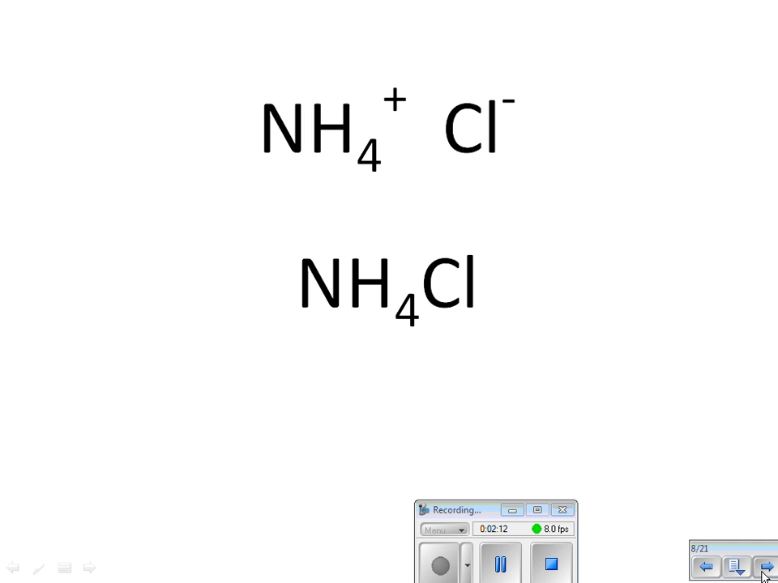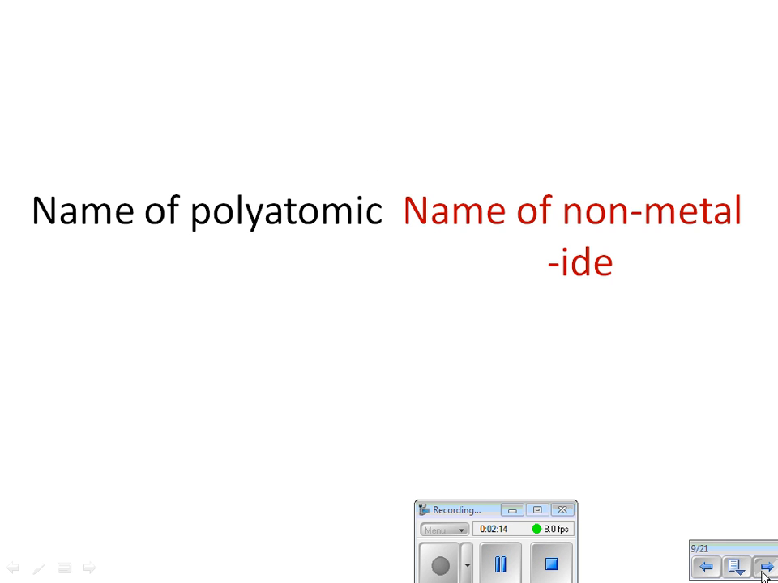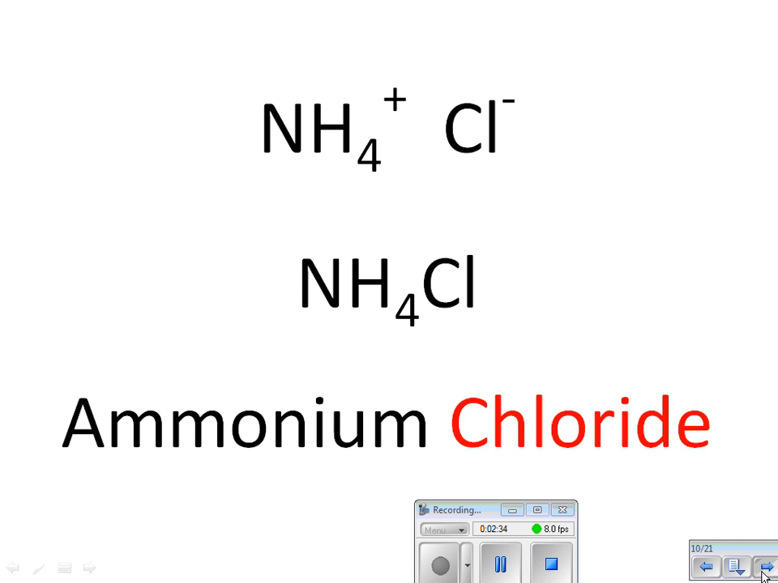So how do we go about naming this compound? Well, we are going to simply use the name of the polyatomic, just like we use the name of the element that forms the cation, and we are going to add to it the name of the nonmetal, drop the ending of the name, and add "ide." So our compound in this situation is ammonium chloride.